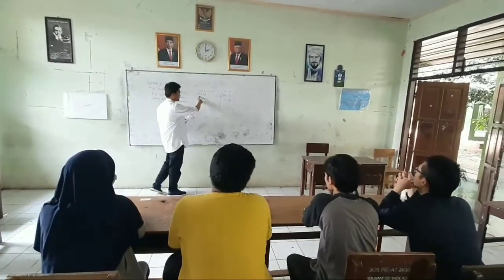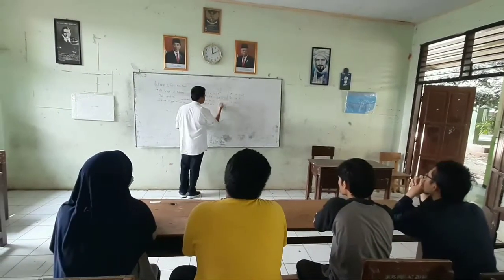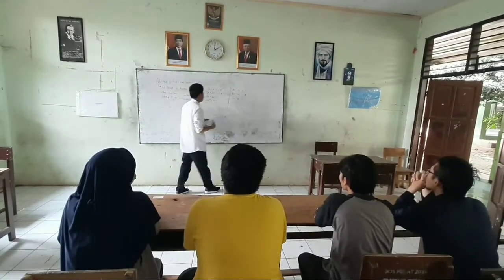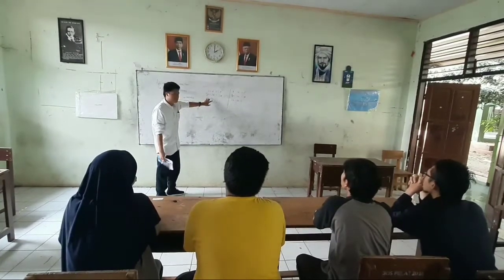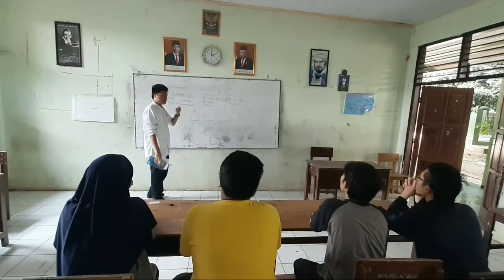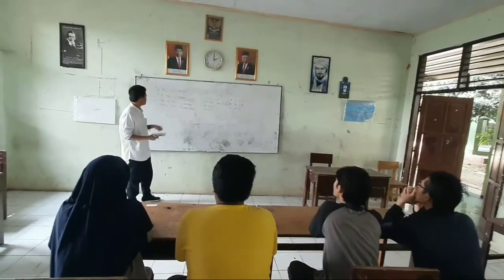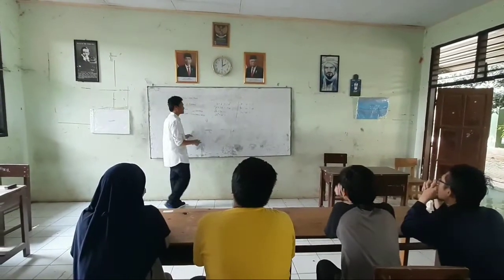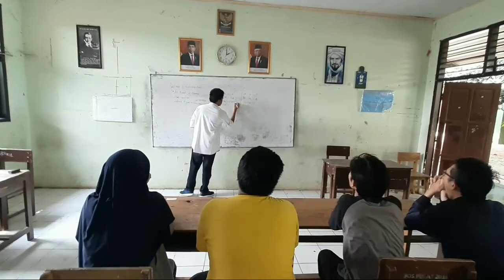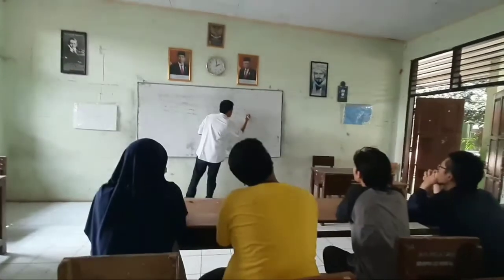Next, 3A plus 2A equals 5A. 3A minus 2A equals A. Now we have 2B plus 3A. In this term, we have two different variables, A and B, so we cannot do this operation. The answer is the same as the question, still 2B plus 3A. And it's the same here, still 2B minus 3A.